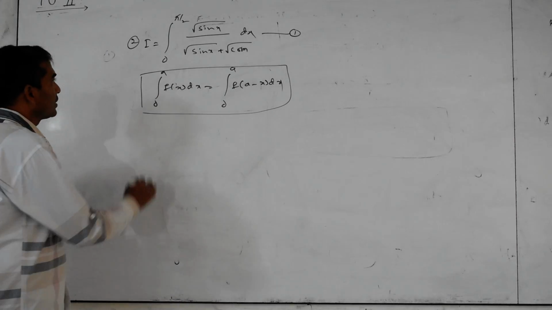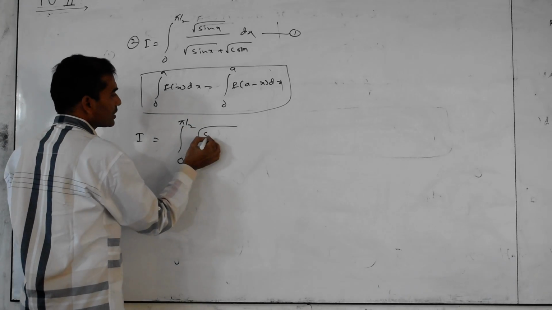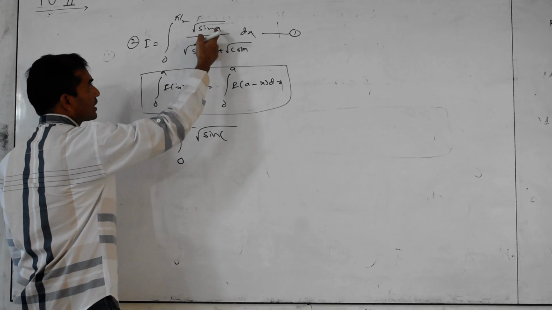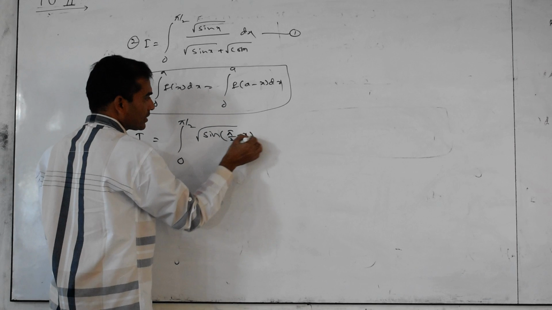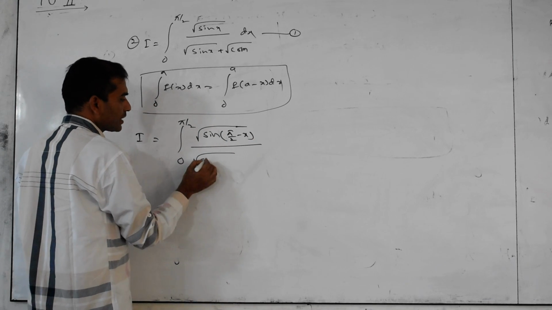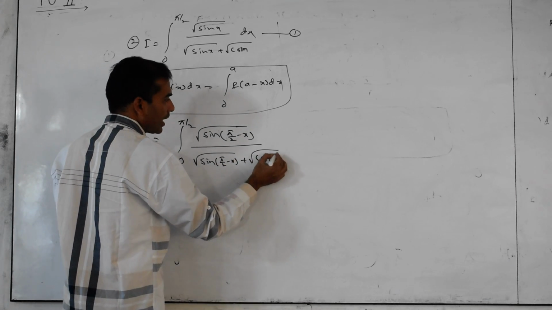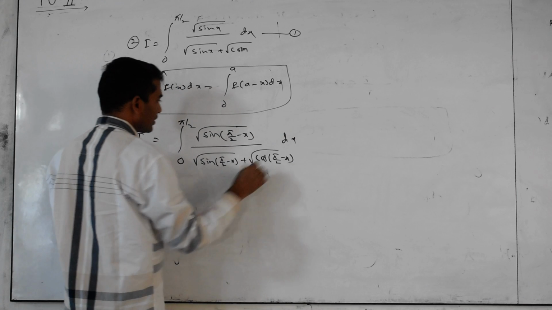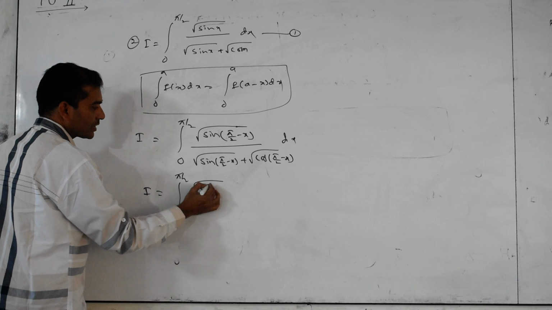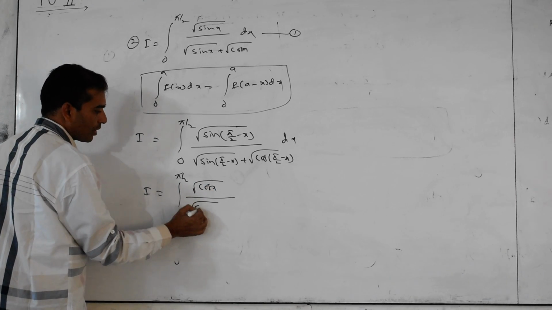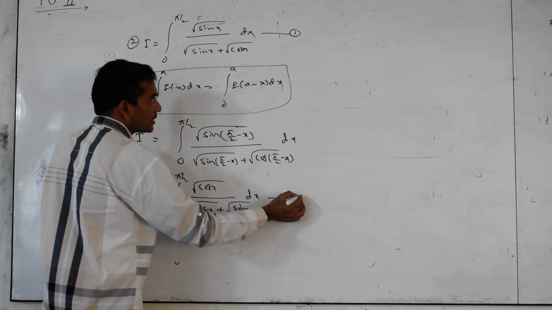Understood? Right. I equal to integration 0 to pi by 2 root of sin x, with x replaced by a minus x, 90 minus x: root of sin of 90 minus x over root of sin of 90 minus x plus root of cos of 90 minus x dx. I equals 0 to pi by 2 root of sin of 90 minus x, equal to cos x, by root of cos x plus root of sin x dx. This is equation 2.